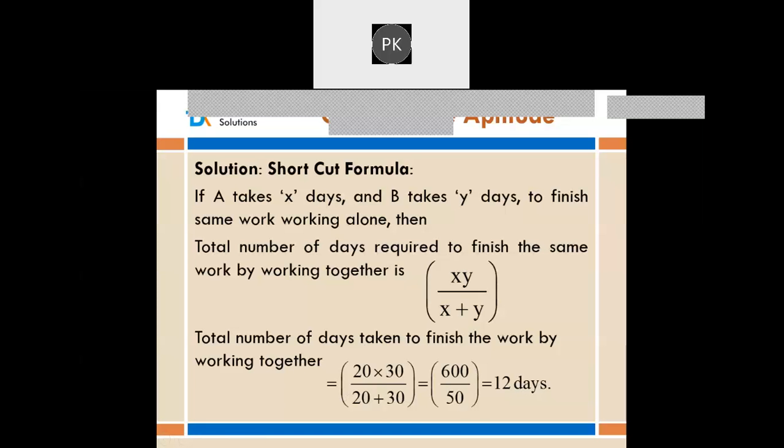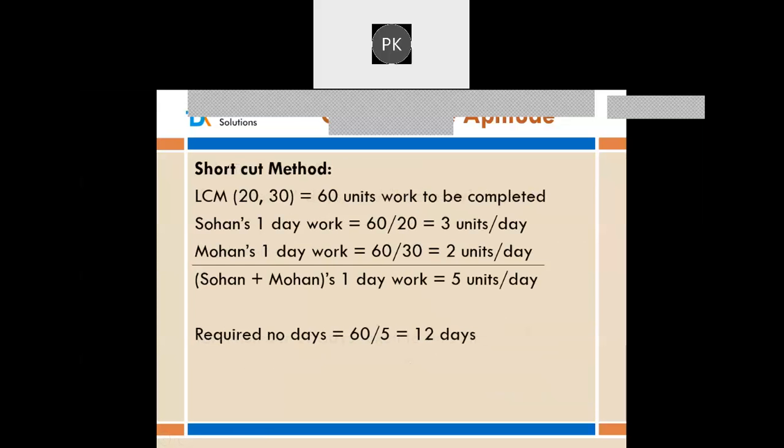Now the same question can be solved with the help of one more method called the LCM method. This method is what I want you guys to practice for problems related with time and work. Now take the LCM of the number of days of Sohan and the number of days of Mohan. Whatever you get as the LCM, that will be the total work to be completed. Now I can find out Sohan's one day work, which is 60 by 20.